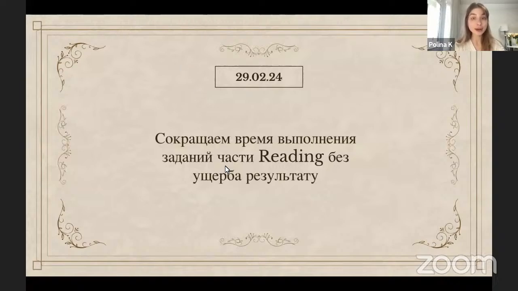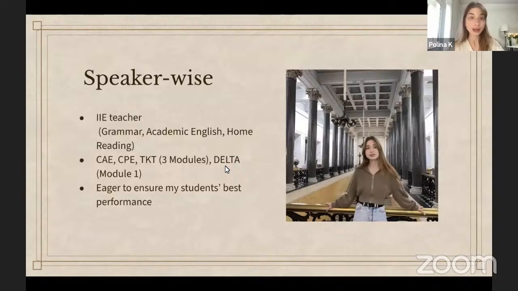So I'd rather we started with some acquaintance. I would like to share some information about myself. My name is Polina, and currently I work at the Institute of International Education. There I teach grammar, English for academic purposes, and home reading. In case you decide to join us further on, I would be happy to perhaps collaborate with you further on.